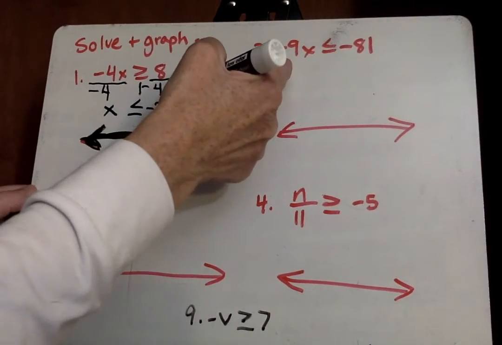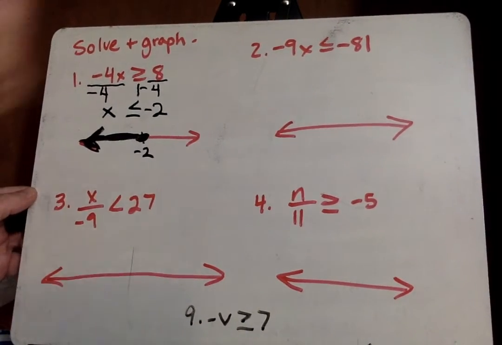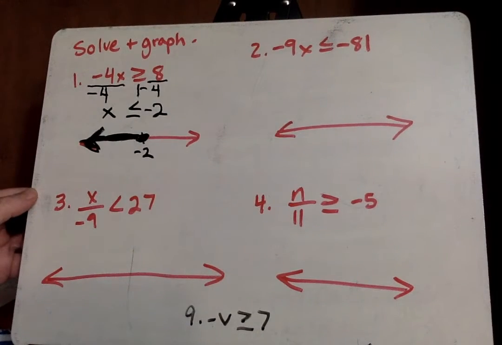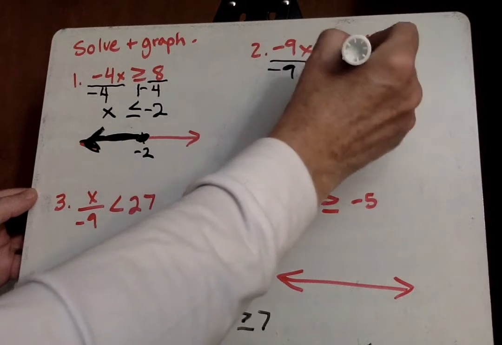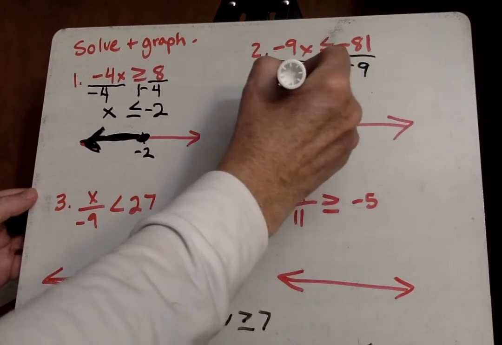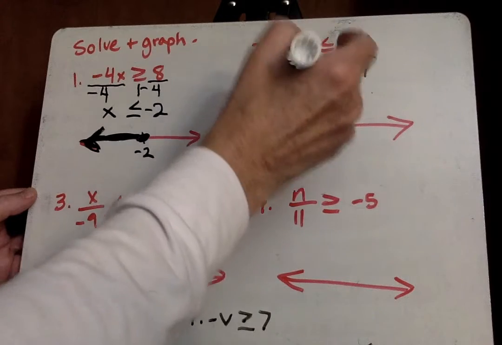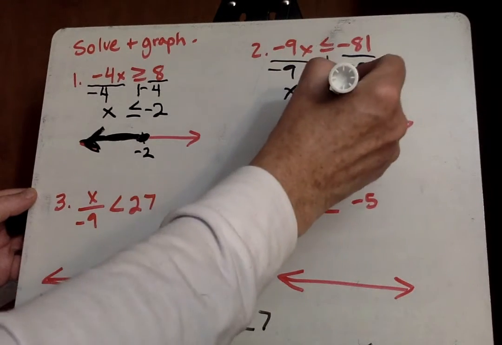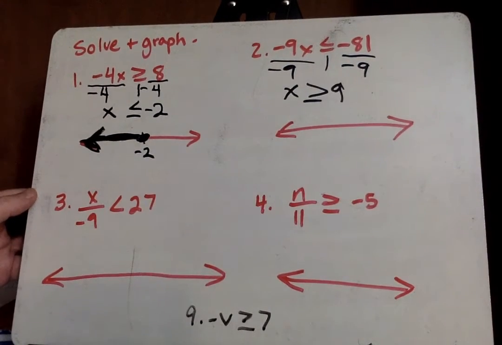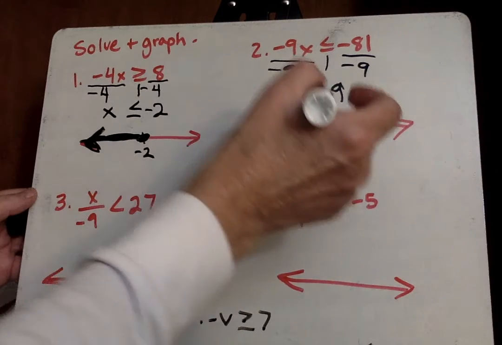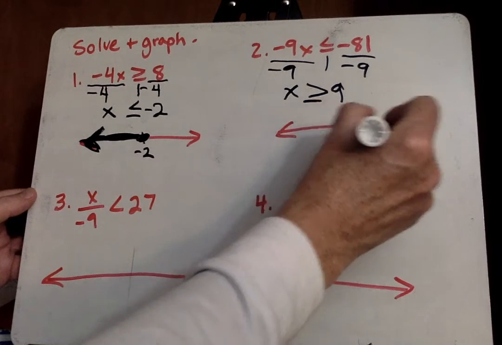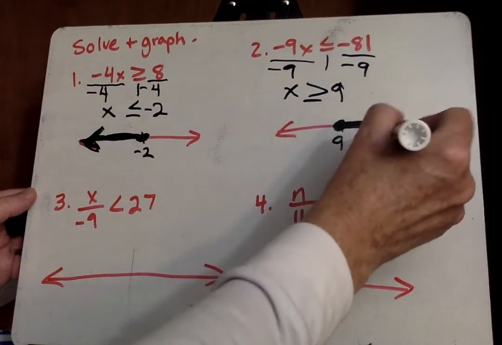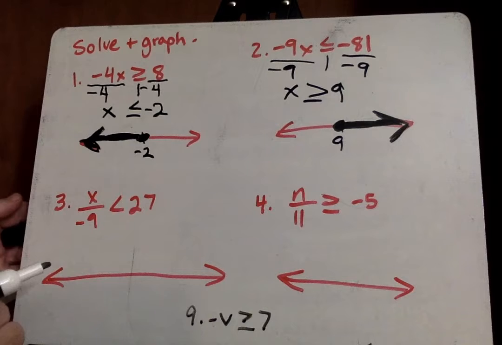Okay, we go on to number 2 over here. It's negative 9 times x is less than or equal to 81. So it's divide by negative 9. I divided by a negative, I must switch the sign. 81 divided by negative 9 is negative 9. Greater than or equal to, closed dot at negative 9, shaded to the right. Okay, so those are a couple of division by negatives.